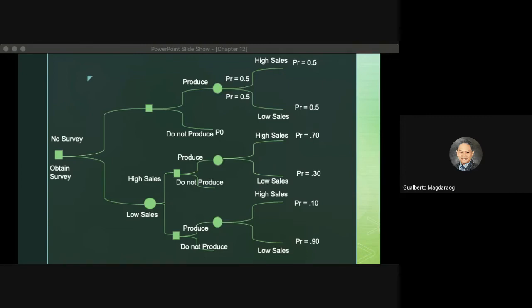So again, kapag ka merong circle, we need to assign probabilities in the branches of each circle para ma-compute natin yung expected value. Okay, so paano natin malalaman magkano yung or ilan yung percentage ng high sales in the survey?